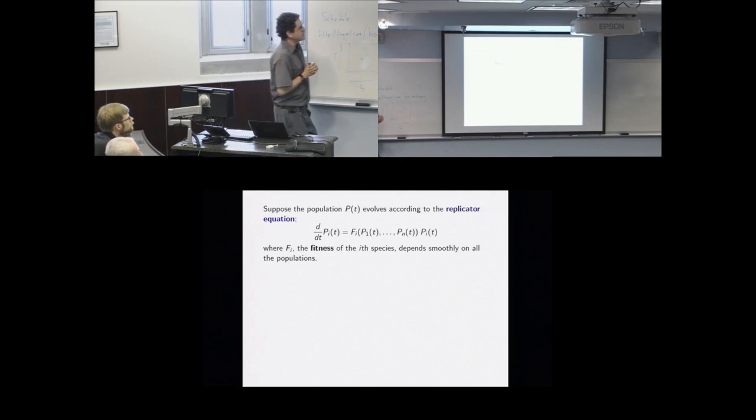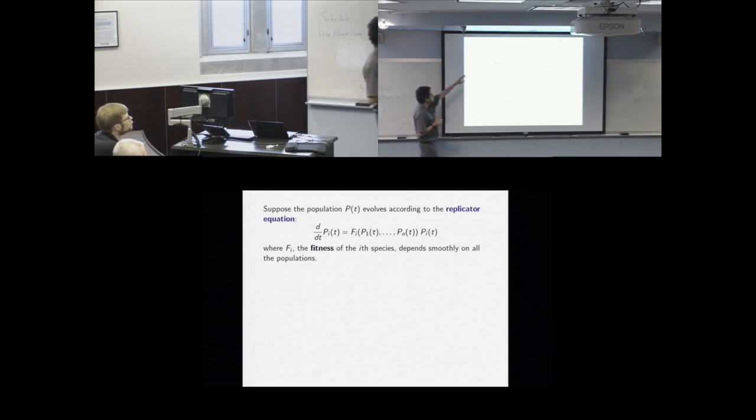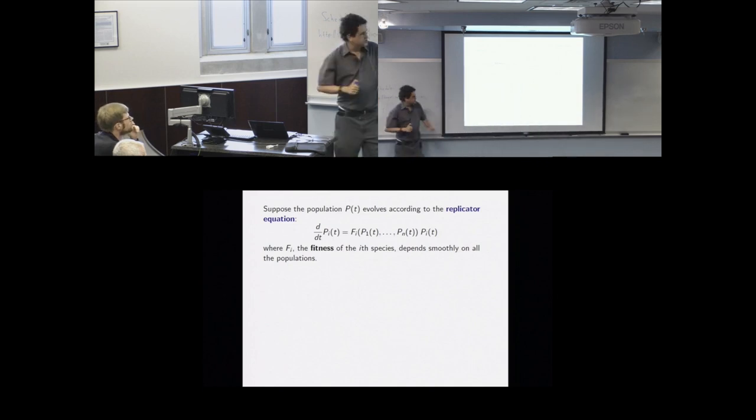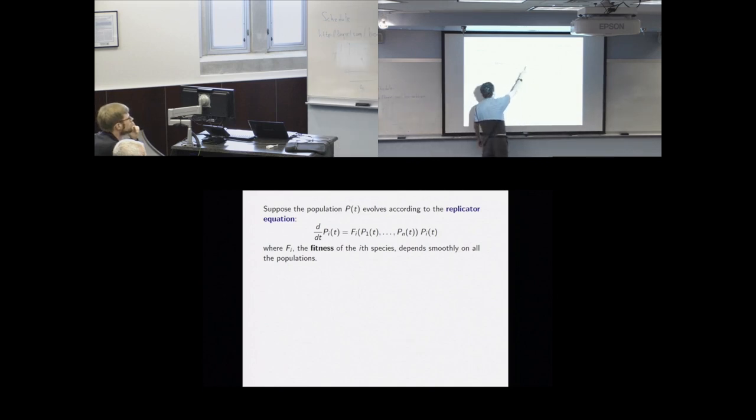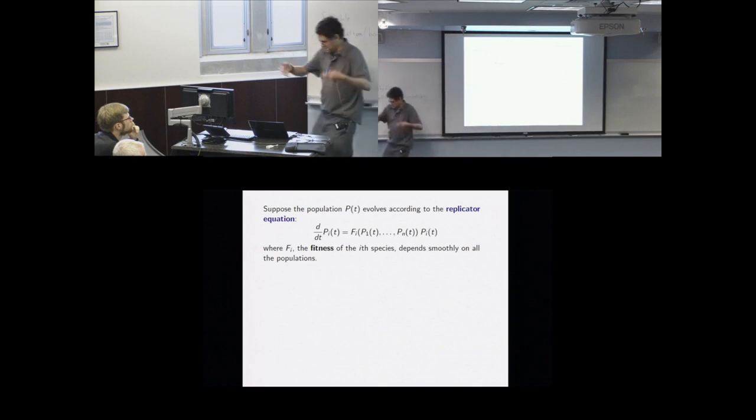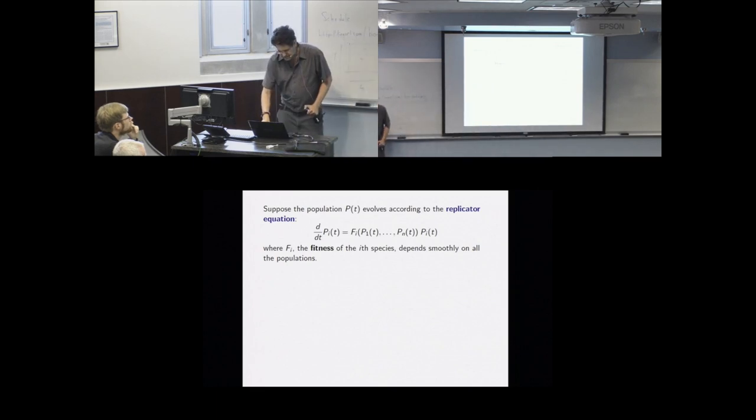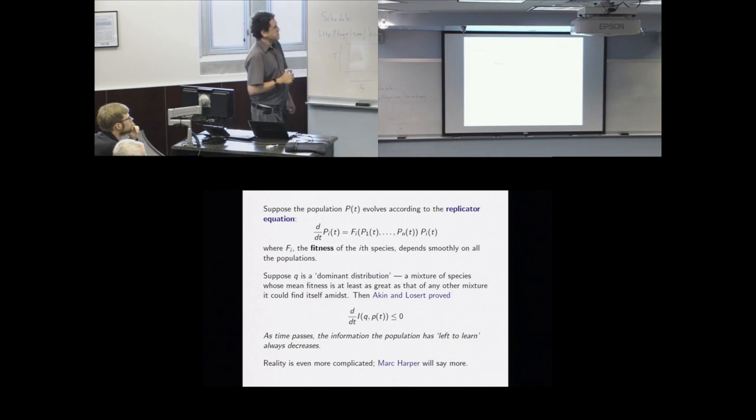Suppose your population evolves according to a very general sort of equation, a replicator equation, so a first order differential equation that says that the time derivative of the population of the I species is any old smooth function of the populations of all the species, but then times the population of the I species. This function is called the fitness of the I species, and it can depend on the populations of all the other species. Now suppose, this is a very limiting assumption, but a very interesting one.